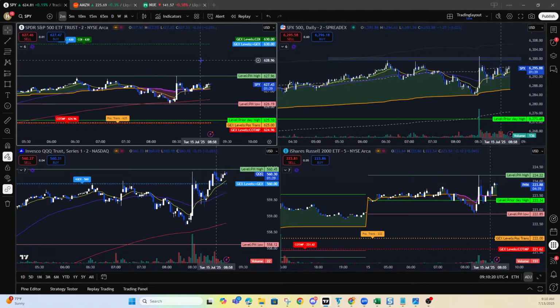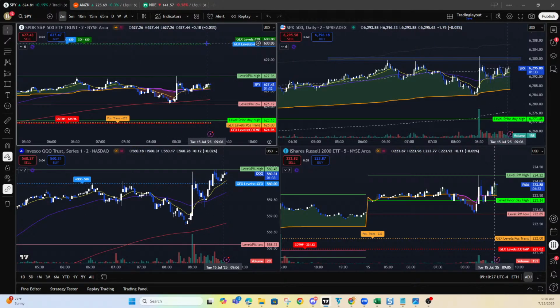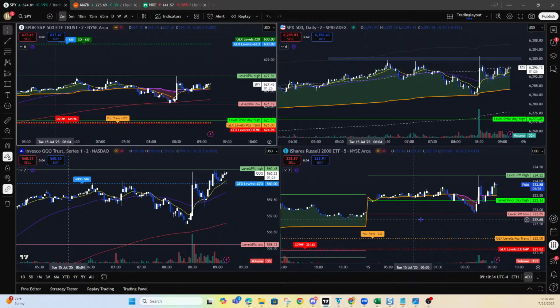SPY, obviously, plus GEX level 630, so it's only 3 points above us. We'd have to get through the pre-market high. That'd be the first area that we would look for target areas and stalling, and then a pullback down towards the P-trans and COTMP level would be a good area to get involved.